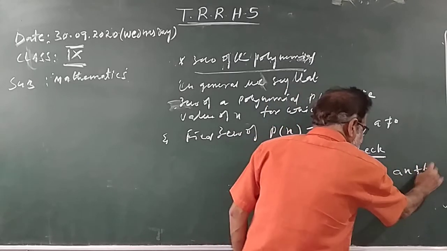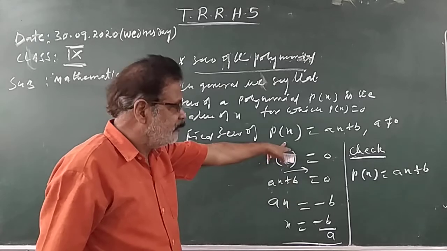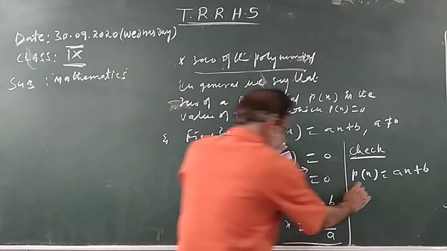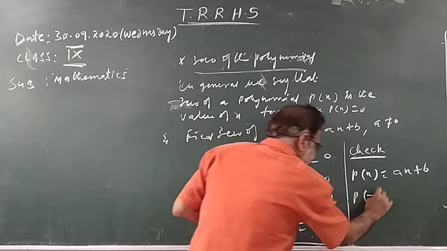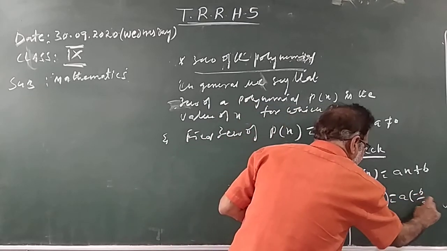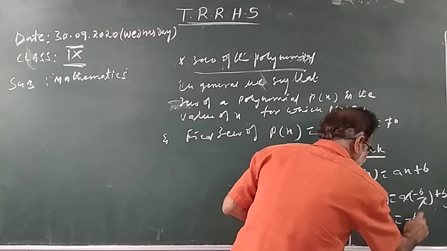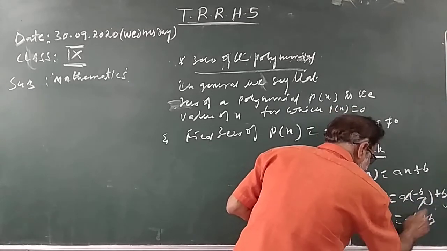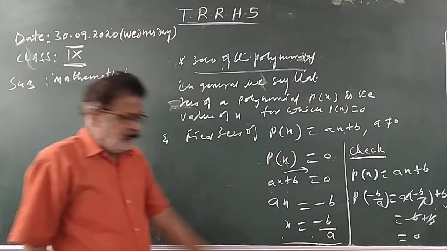For ax plus b, I am checking whether x equal to minus b by a is the zero of this polynomial or not. For which value of x does it become 0? So x is equal to minus b by a. Substituting: a into minus b by a plus b, which is minus b plus b, equal to 0. We got 0.